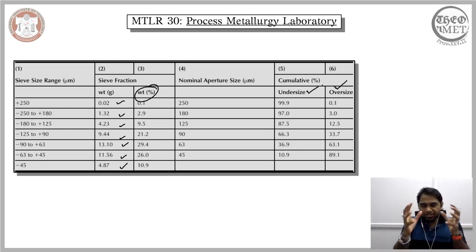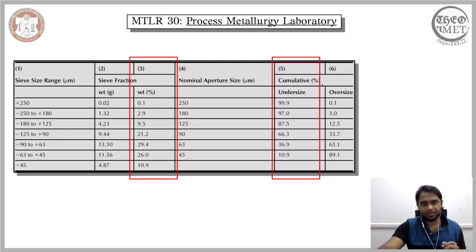So this is a tabulated way of representing the results that we get. And finally, when we want to represent it in an illustrative manner, in a graphical manner, then we need to choose the specific way of representing it. One is again the weight percentage way, wherein you just estimate the weight of the fragments that are present in each sieve, and based on the overall weight you calculate the weight percentage.